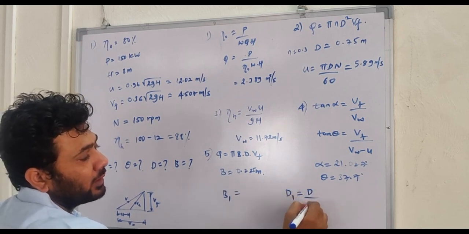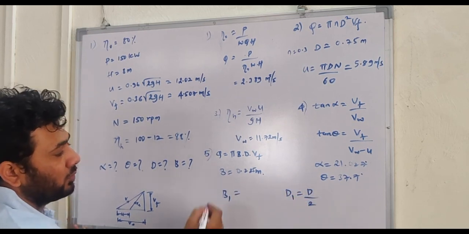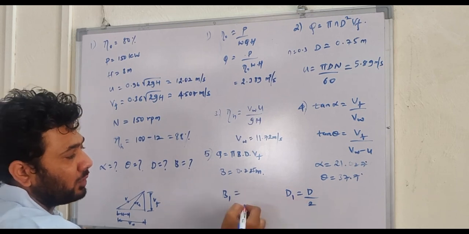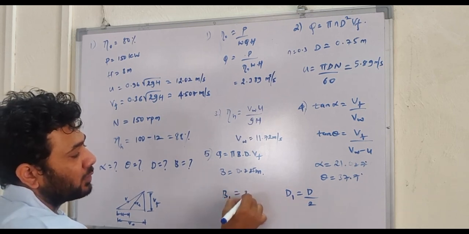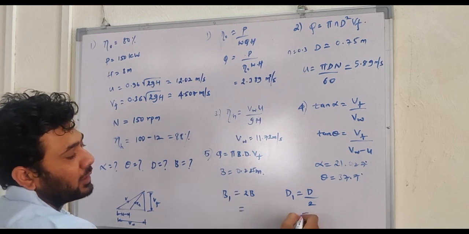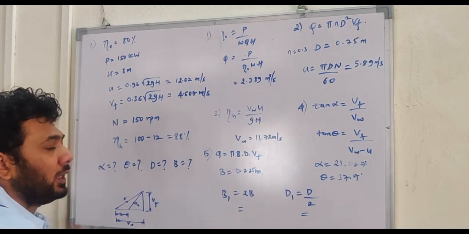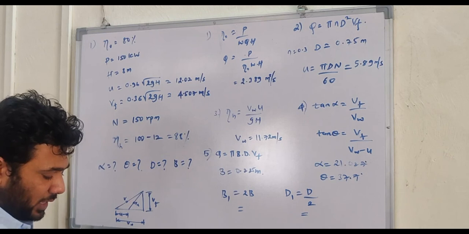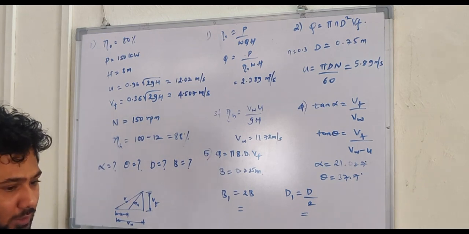So similarly, you could be able to calculate how much is B1 and D1. D1 is usually D by 2. B1, if D1 is equals to D by 2, what will be B1? B1 is equals to 2 times of B. Okay. So you can calculate the corresponding values of B1 and D1, which are the dimensions at the outlet. Okay.